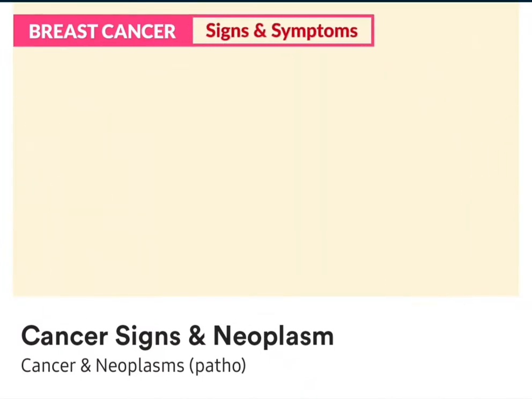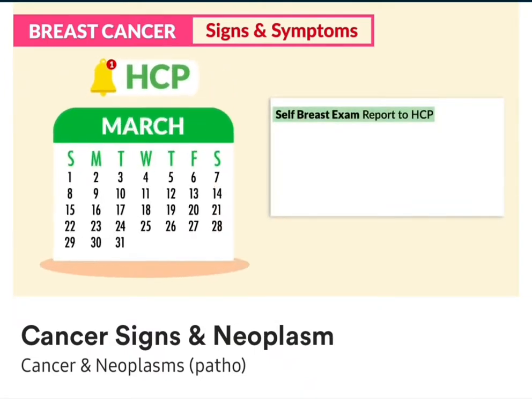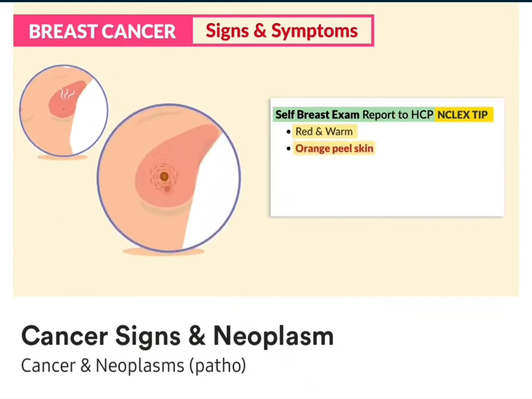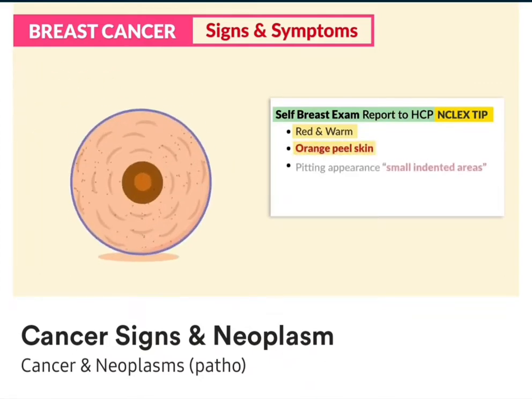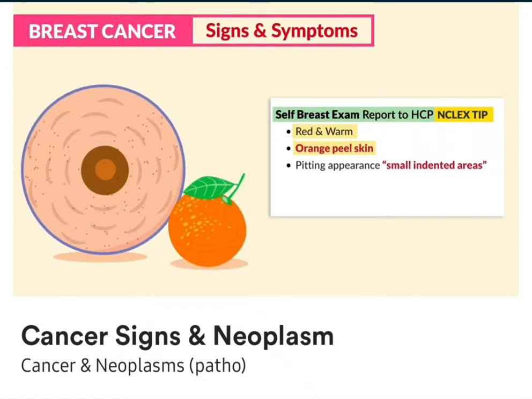Now for breast cancer signs and symptoms, self-breast exams should be done on the same day every single month. And we always report to the HCP these NCLEX tips: any redness and warmth, or even orange peel looking skin, as well as a pitting appearance with small indented areas, just like an orange with dimples on the surface of the skin.